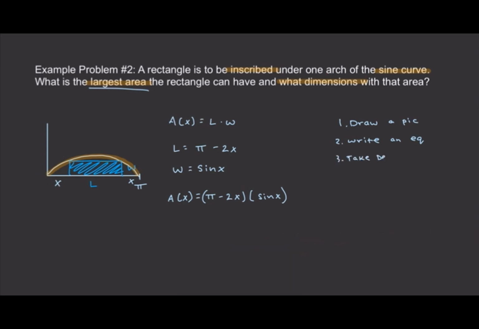Step 3 is to take the derivative of this equation and set it equal to 0. So let's take the derivative of A of x. Because this equation deals with multiplication, we need to use the product rule.